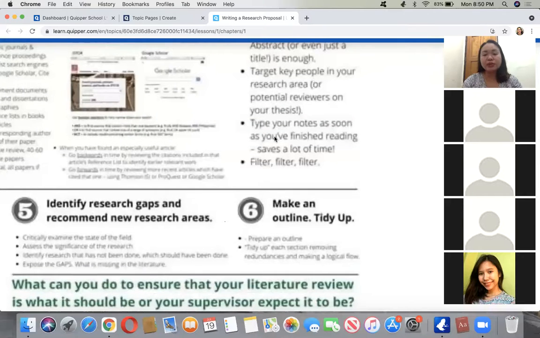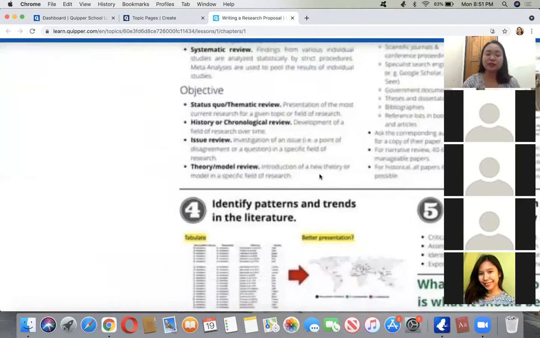And type your notes as soon as you finish readings, which saves a lot of time. So kailangan alam mo kung saan sila, sino ang author ng mga nakasulat na ito. So bago mo gawin, kailangan naka-organize na siya if who's the author of that. And then you just filter. Alam nyo, when you do the proposal and you have your review of literature already, later on, matatanggal din yung hindi mo mababanggit sa result of your research. So you just have to filter it.